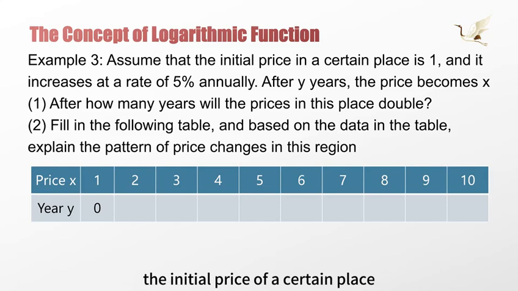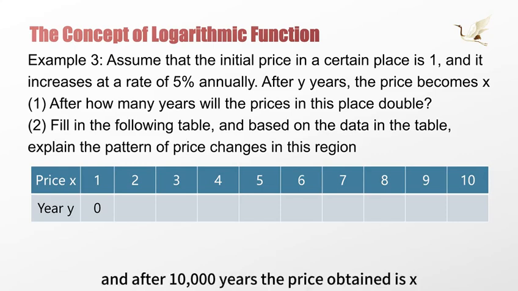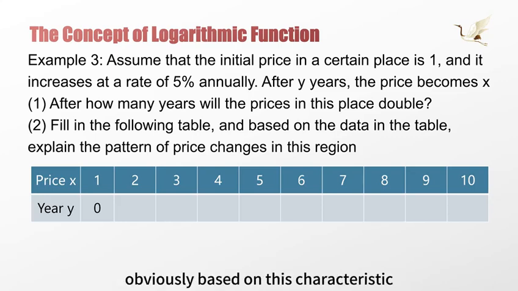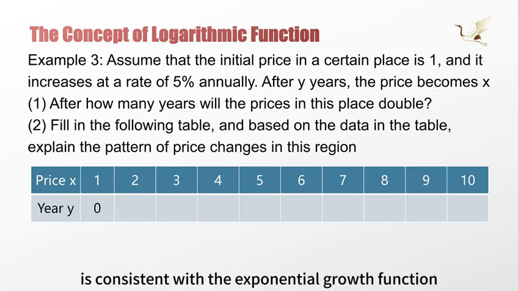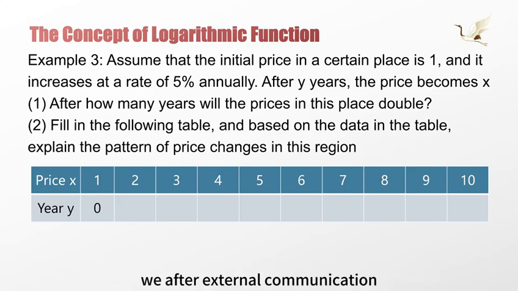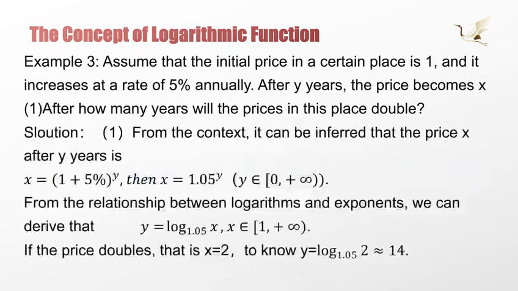The initial price of a certain place increases at a rate of 5% per year, and after y years, the price obtained is x. Obviously, based on this characteristic, we can easily associate it. The pattern of growth changes is consistent with the exponential growth function we originally learned. So what should the price x be?